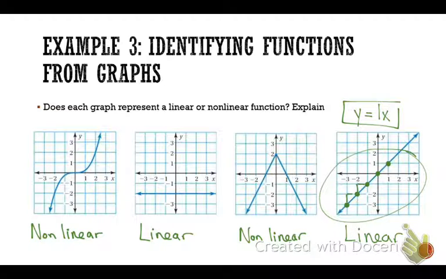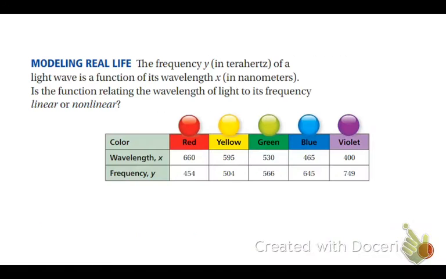All right, that's... Oh, wait, we need to do one more example. We're just looking for the pattern again. All right? I forgot. It's the wavelengths, the light waves. All we're doing on this one is modeling real life. The frequency in terahertz of a light wave is a function. Okay, so there's my hint. It's a function of the wavelength, x, in nanometers. Is the function linear or nonlinear?